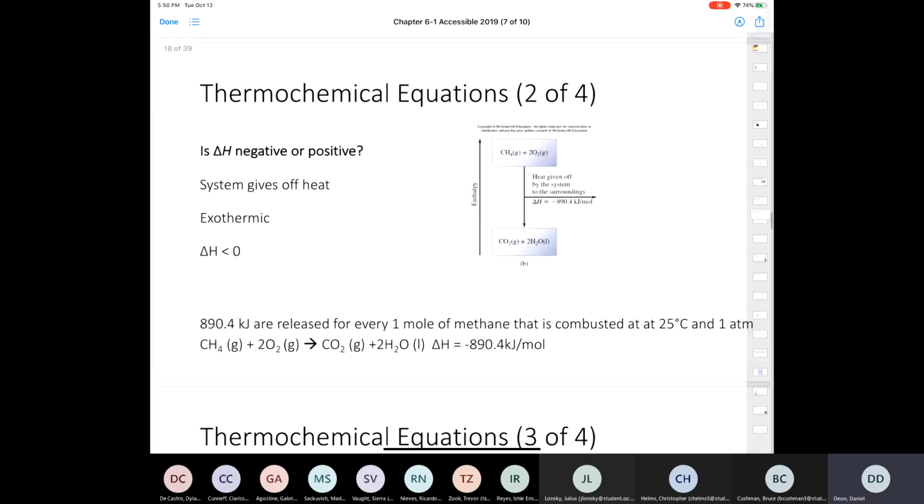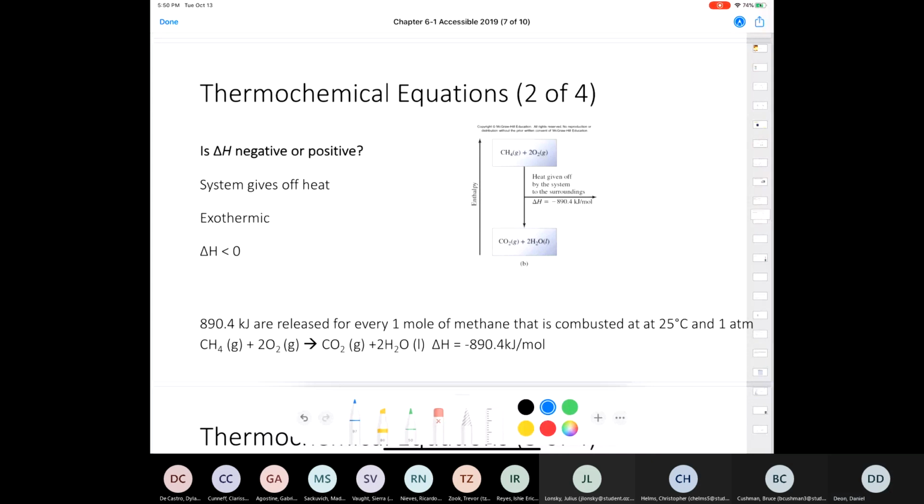Same rationale applies for an exothermic reaction. Here's that same reaction that we looked at earlier, the combustion of methane in the presence of oxygen. You can see that the enthalpy of the products is lower than the enthalpy of the reactants. We go back to our equation. Delta H is equal to the enthalpy of the products minus the enthalpy of the reactants. We're taking a big number and subtracting it from a smaller number, so we're going to end up with a negative number. And so this is an exothermic reaction.